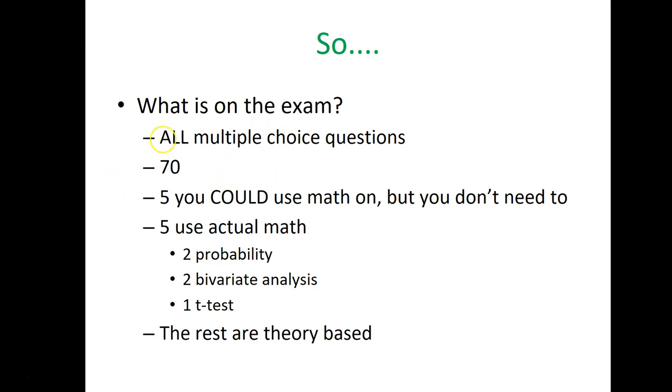Now, as I mentioned, there are 70 questions total, all of which are multiple choice. And of those 70, you could use math on 5 of them, but you don't really need to, right? The answers are fairly obvious. And 5 of them you actually do need to use actual math on. And of those 5 questions, you've got 2 probability questions, 2 bivariate analyses. Remember, bivariate analyses are things like odds ratios and relative risks, and 1 t-test. Straightforward, no nonsense. The rest are theory-based, and we'll give you some examples of what theory looks like.